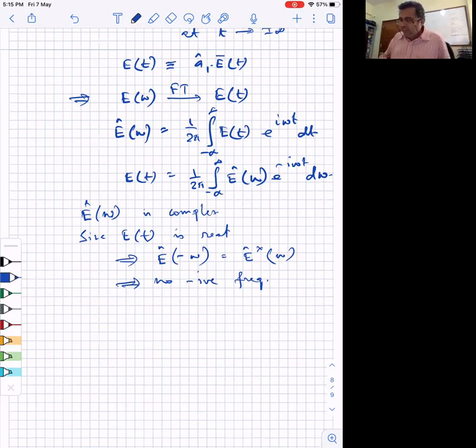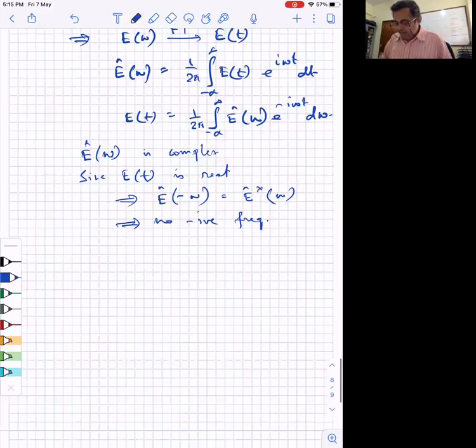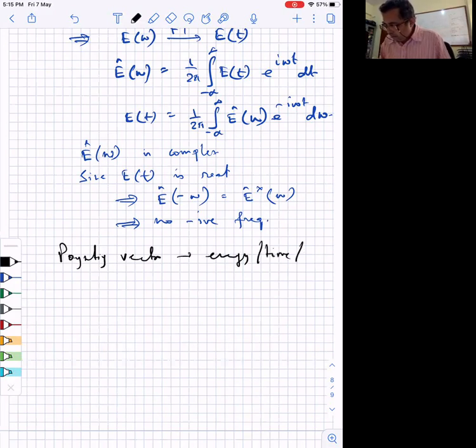Now, given this, we can write down the Poynting vector in terms of energy per unit time per unit area. So the Poynting vector is the flux. Okay. So your Poynting vector is energy per time per unit area.